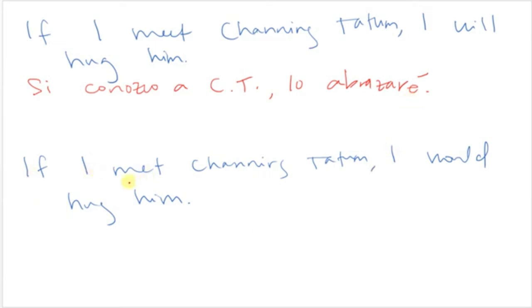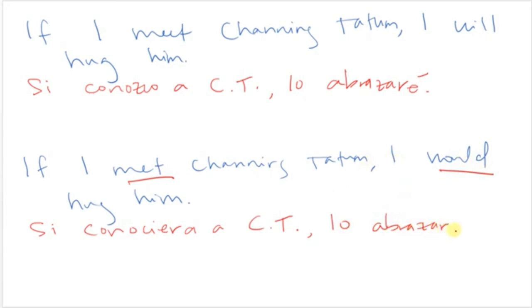Versus if I met Channing Tatum, I would hug him. So si, and then I met is going to be the past subjunctive of conocer. So remember, you're going to go to the ellos, ustedes in the preterite, which is conocieron. Take off the ron and add ra, ras, ra, ramos, ran. So it's going to be conociera a Channing Tatum. Him is going to be lo. And then the conditional, I would hug him. So the conditional is going to be abrazar plus the conditional tense endings, which is abrazaría.